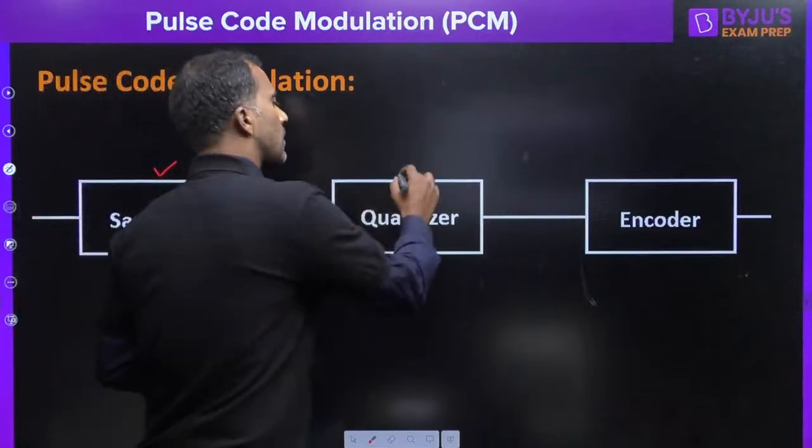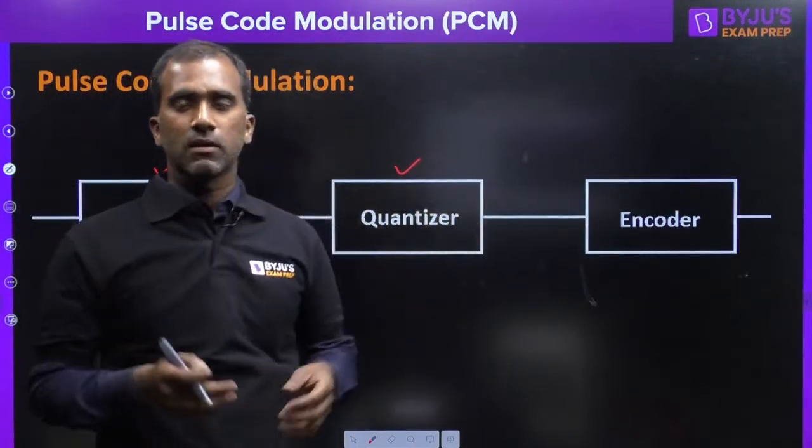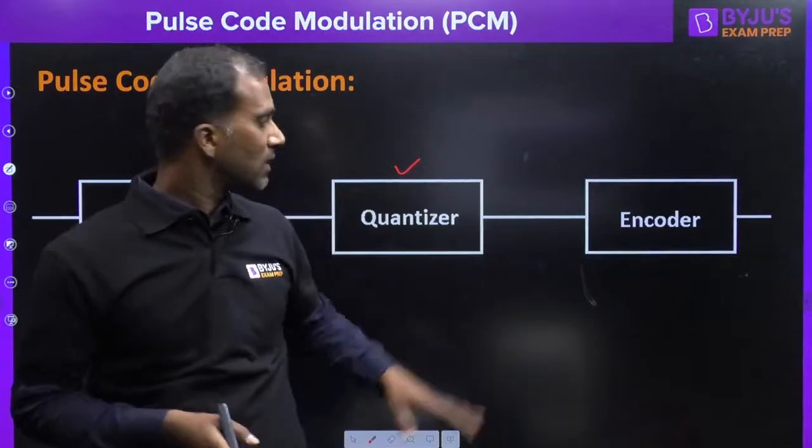And this is the quantizer. Quantizer is also a big concept. It takes around 3 to 4 hours minimum to cover this concept.